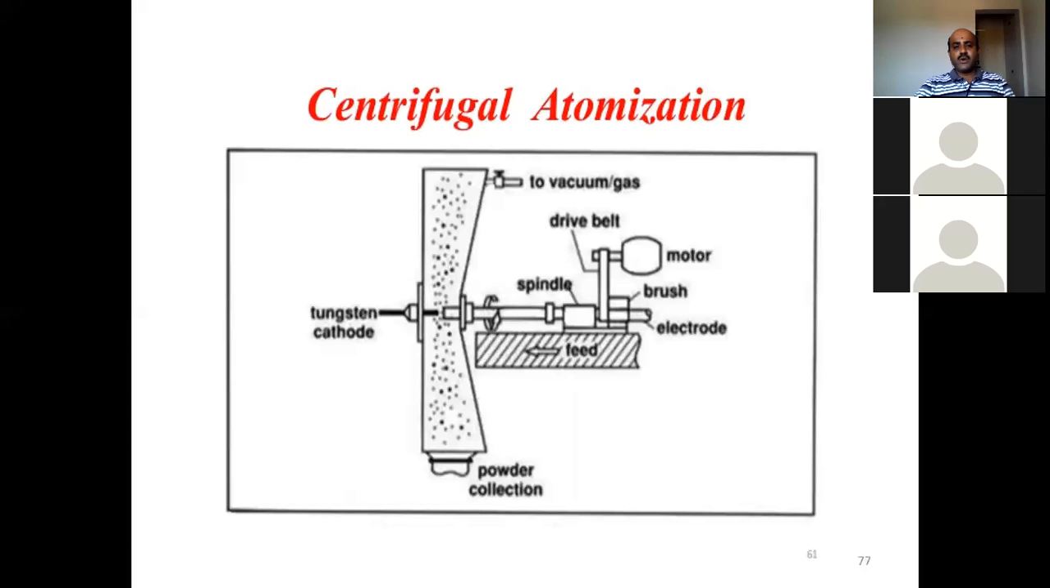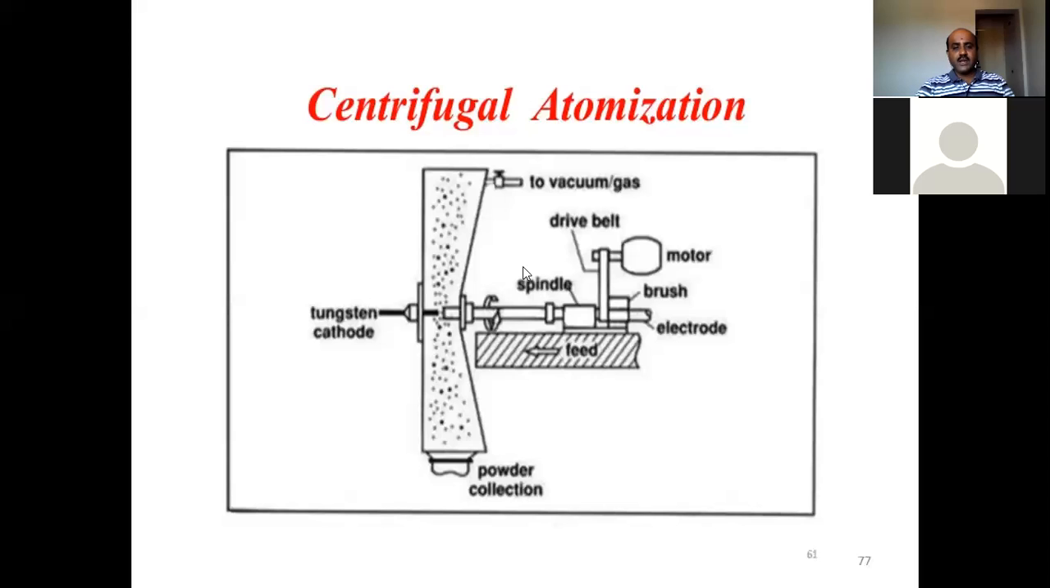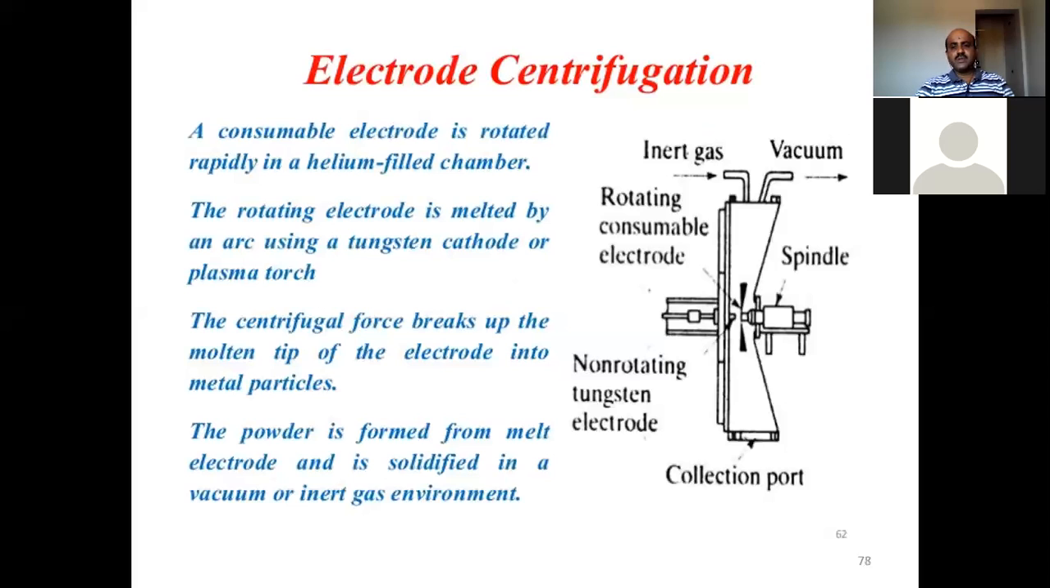This is the process of centrifugal atomization. The sketch we are showing here: we have a tungsten cathode, and then the feed, electrode, brush, spindle, everything is over here. We'll discuss this diagram, what you can write, on the same diagram here.